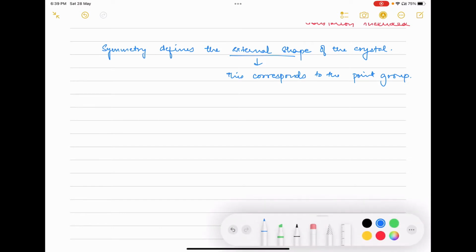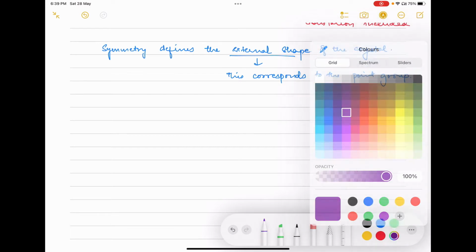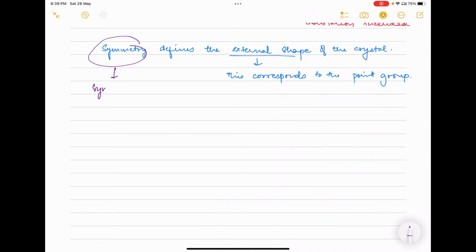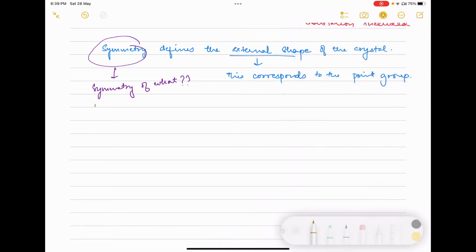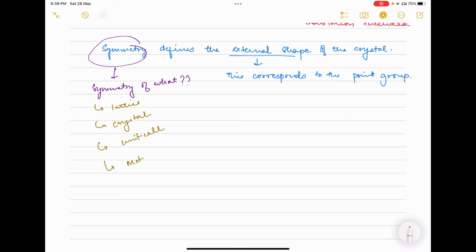Now symmetry of what? Where to apply this symmetry? Symmetry of what? So we have different answers to this. We can have symmetry of a lattice. We can have the symmetry of a crystal. We can have the symmetry of a unit cell, as well as the symmetry of a motif that is used to decorate the lattice to ultimately get the crystal.